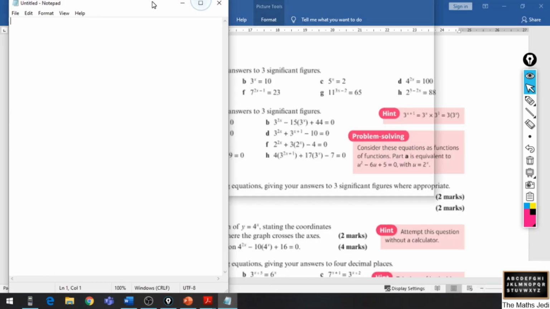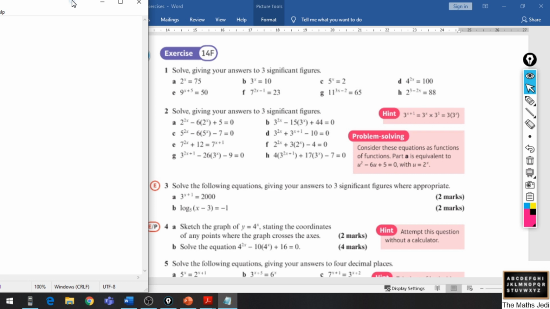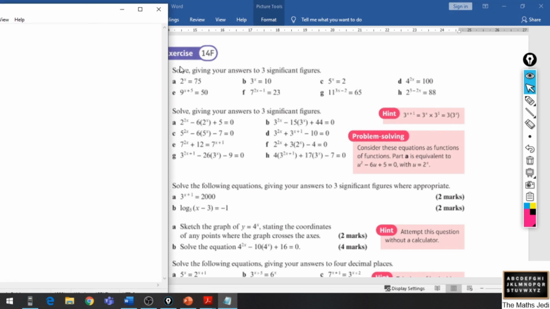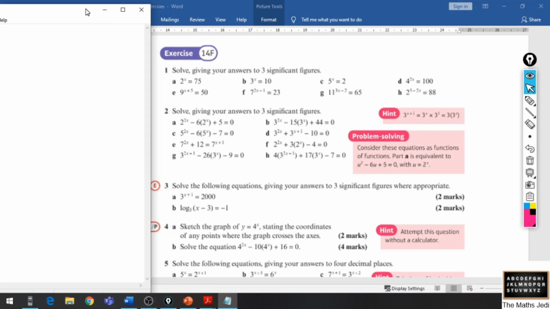Let me move the notepad over here. We'll do a couple of these first of all. Question number 1, we're going to look at part H just because it's the more difficult one. We're being asked to solve them. So it's 2 to the power of something equals 88. Well, that's more of a straightforward problem.